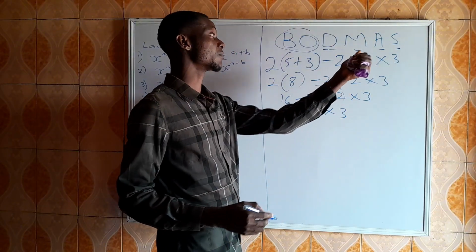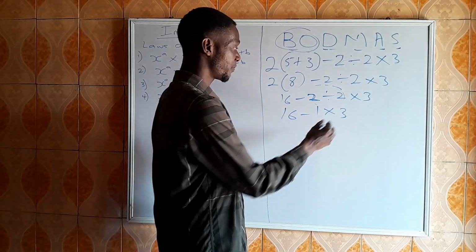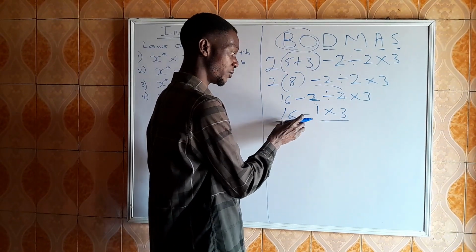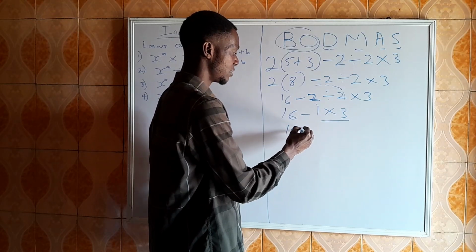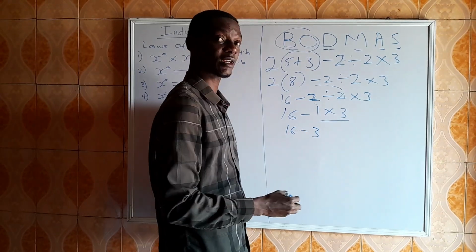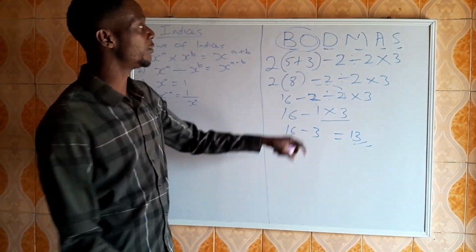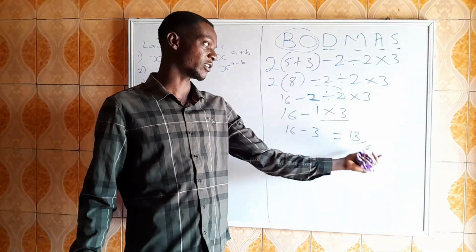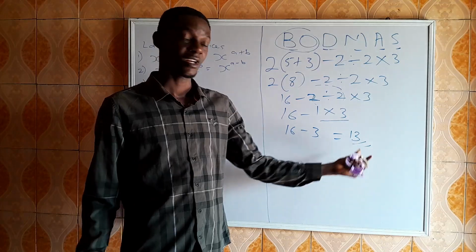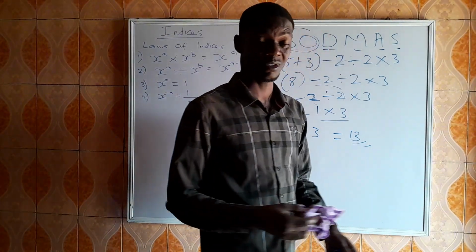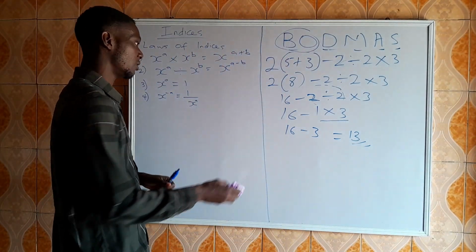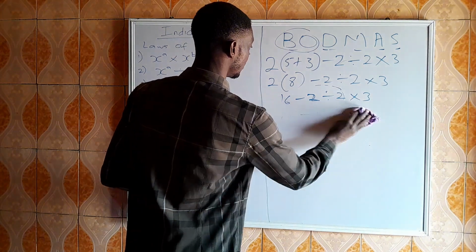So after division, you have multiplication. So we are solving for this before this. So you have 16 minus 3, and the answer is 13. Now, if you solve it the other way around, you won't get the correct answer. And that is like the first thing you need to know in mathematics. Now let's come back to our today's topic.